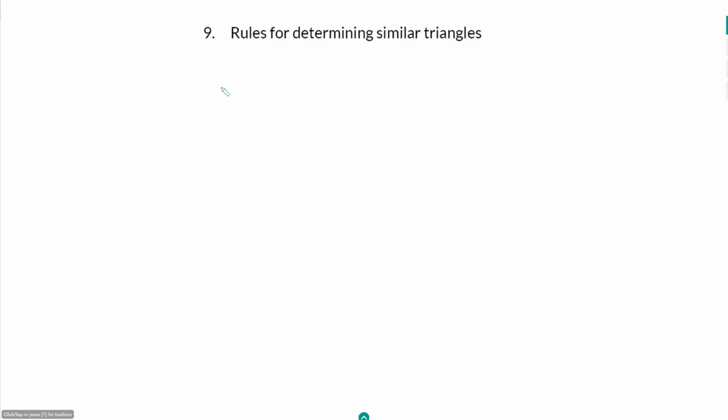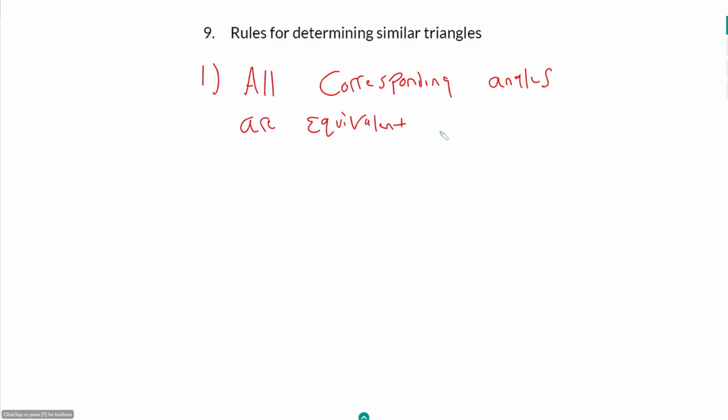Rules for determining similar triangles. Similar triangles have all corresponding angles equivalent. I think sometimes people just think, oh, similar triangles, that means all the angles are equivalent. But that sort of makes it sound like they have to be equilateral triangles, which isn't necessarily true. So I always say all corresponding angles are equivalent. All sides are in the same proportion.